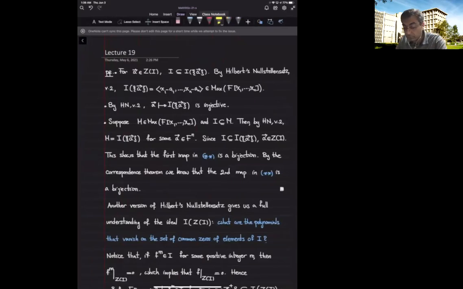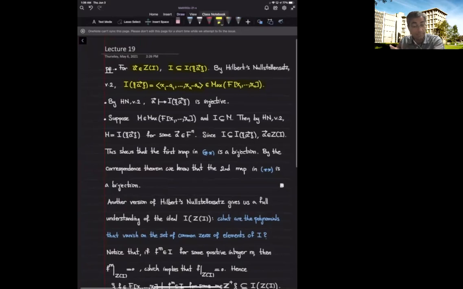So I give you a point that's a common zero of I. Now, that means I consists of polynomials that vanish at the point A. By Hilbert's Nullstellensatz, we know this is a maximal ideal and it is generated by x sub i minus a sub i. So it is generated by this and it is a maximal ideal.